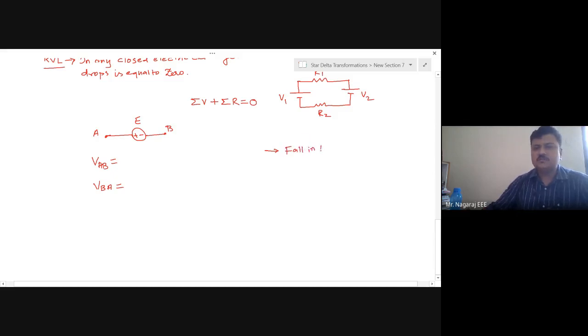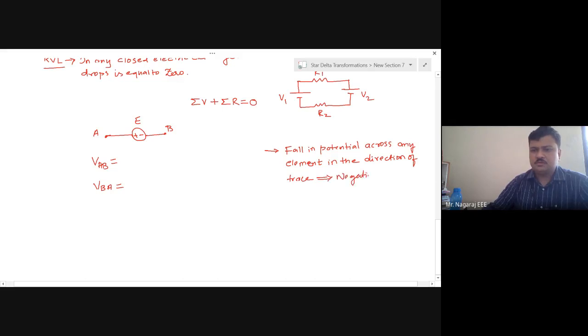Fall in potential across any element in the direction of trace, I will take this as negative.